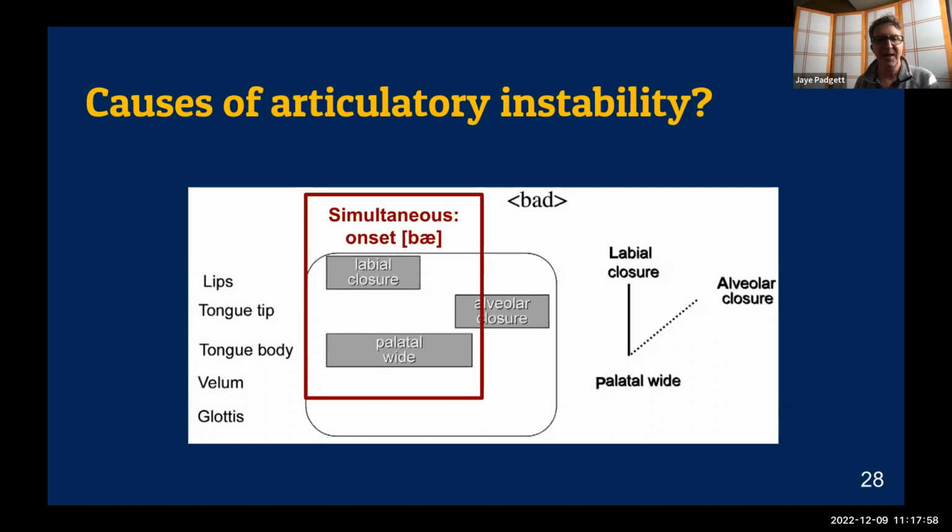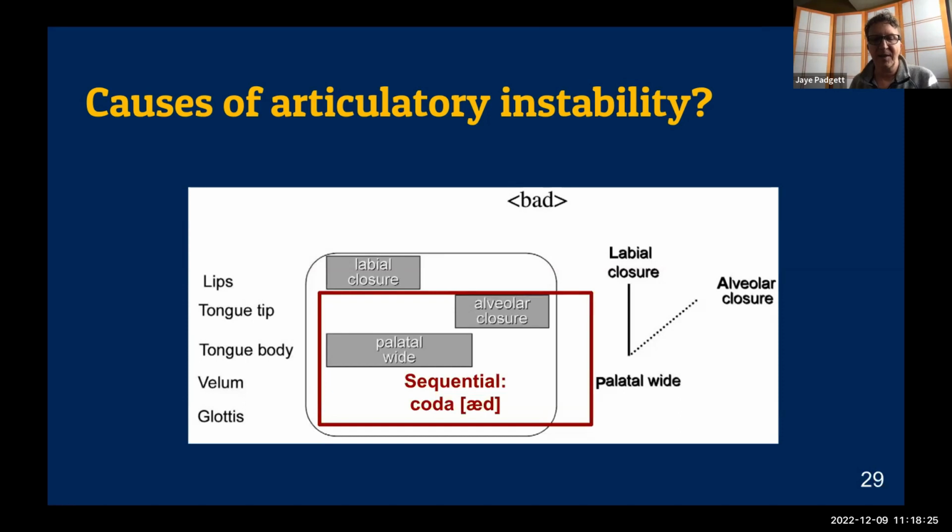So for example, this diagram just shows a gestural score for bad, thinking about the timing of the two consonant gestures with respect to that tongue body gesture. The palatal wide is the a. And the labial closure and the vowel gesture, as you can see, began at the same time. But the coda consonant's consonantal gesture is more sequentially coordinated with that vowel.